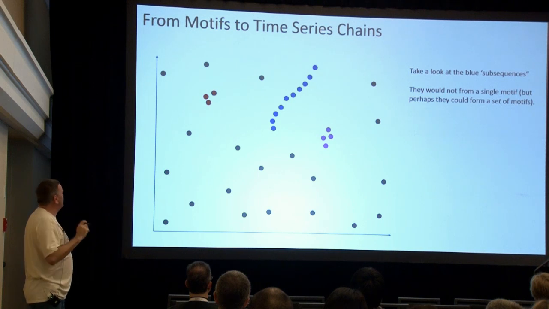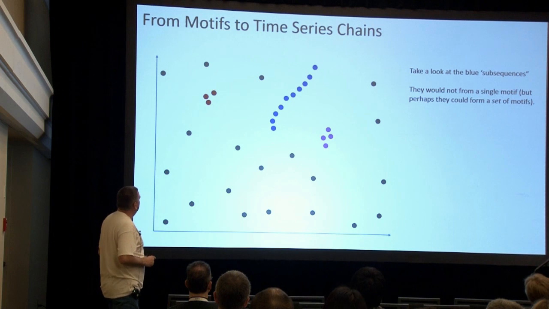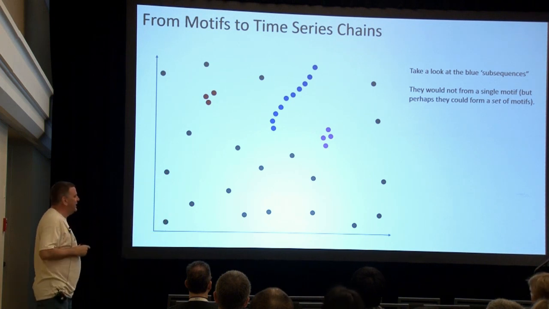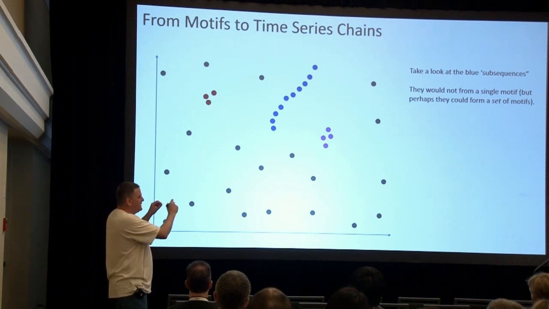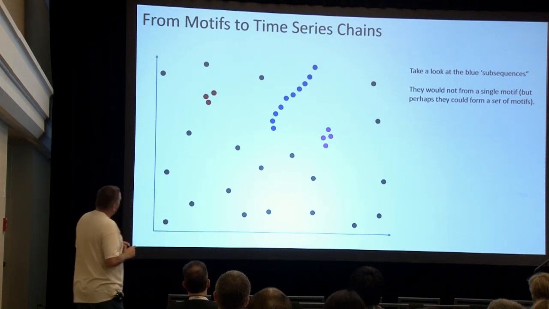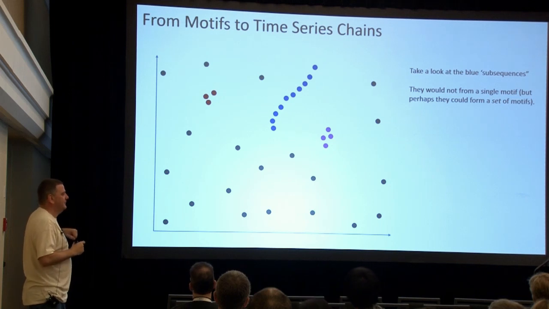Now, here's a very cool generalization of this. Here's a data set, which is similar, but a little bit different. Look at these blue points here. They're kind of a motif, but a motif really is basically an idealized point in space with some observed values that are kind of randomly around it, like this thing here. But these actually seem to form a kind of a trail or a chain through space.